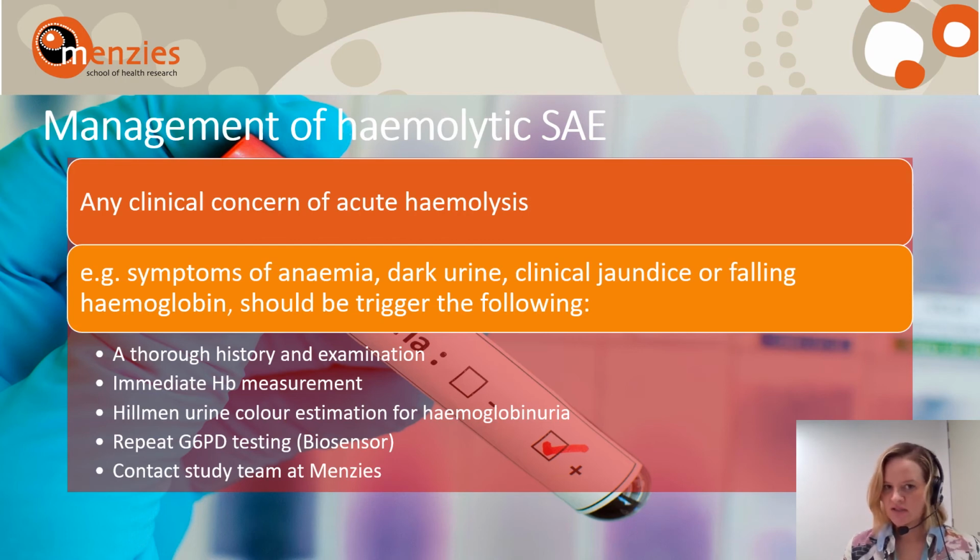To manage a hemolytic SAE, any clinical concern of acute hemolysis, for example, symptoms of anemia, dark urine, clinical jaundice, or falling hemoglobin, breathlessness, should trigger the following: a thorough history and examination, an immediate hemoglobin measurement, Hillman urine colour estimation for hemoglobinuria, repeat G6PD testing using the biosensor, and contact the study team, the site PI, and also the Menzies team.